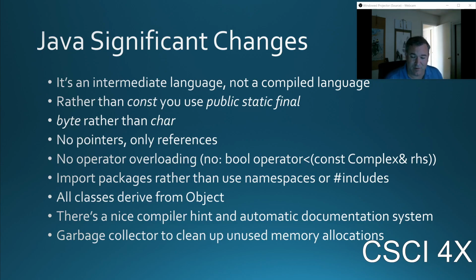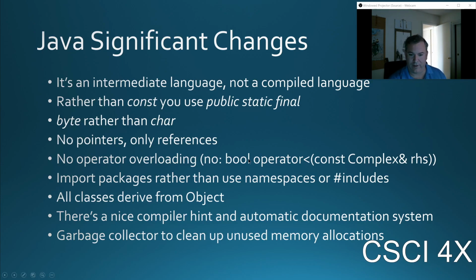Okay, so here is a summary of the changes between Java and C++. You don't actually make an executable out of it. You make an intermediate thing that the Java interpreter will read and then run on its own. Instead of consts, use public static final. Bytes instead of chars. There's no pointers. Technically, they're all pointers. They're all references, however you want to put it.